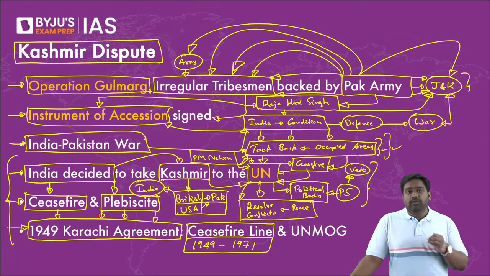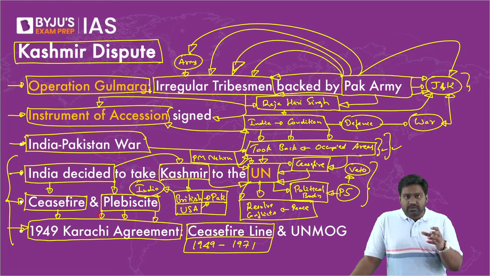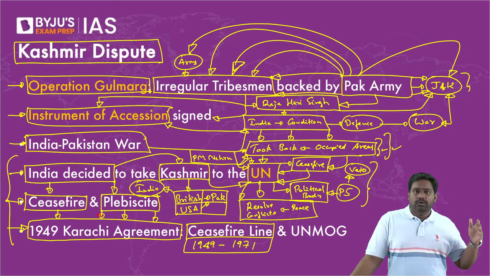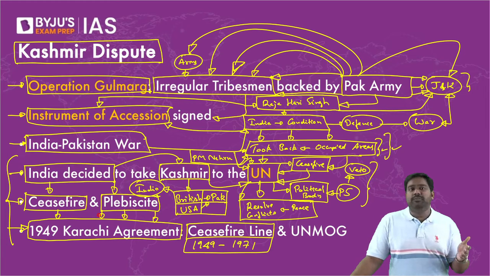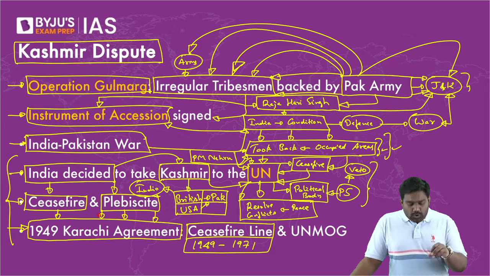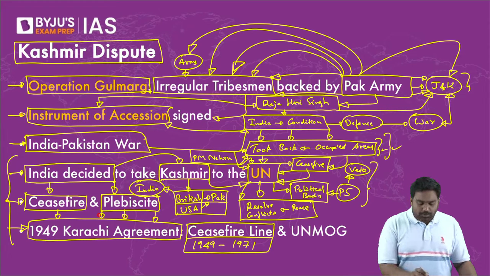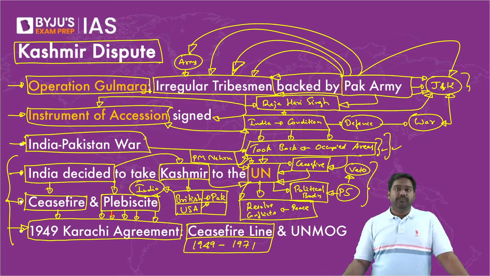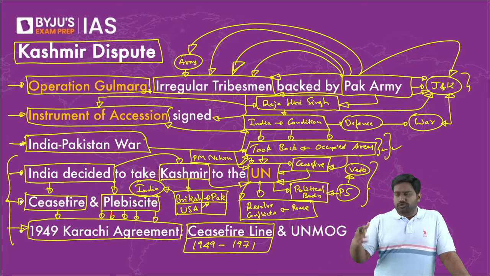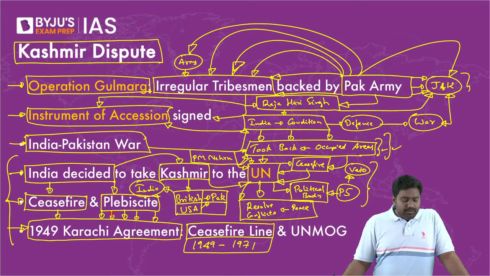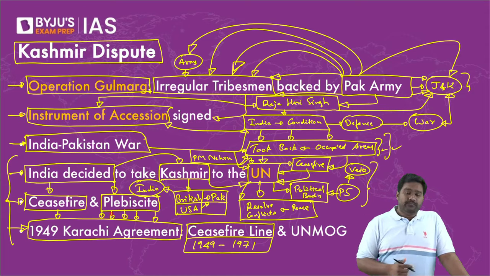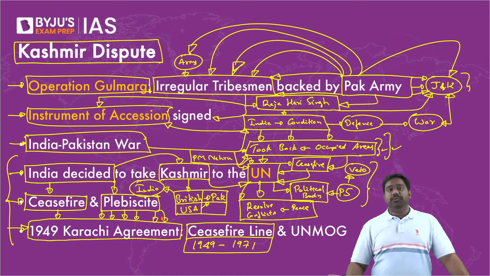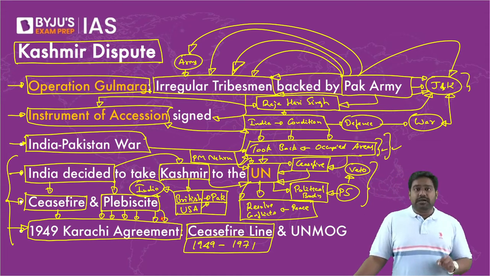Plebiscites are held in conflicted areas, in disputed areas, to decide sovereignty. Whether the disputed area should belong to country A or country B, or should it remain independent. So the local people of that region will cast a vote. We held a plebiscite in Junagadh when we annexed Junagadh. Of course, the majority of them voted for India. So that's how Junagadh merged with India. So here as well in Jammu and Kashmir, a plebiscite was promised by India and Pakistan. We promised the UN to hold a plebiscite.